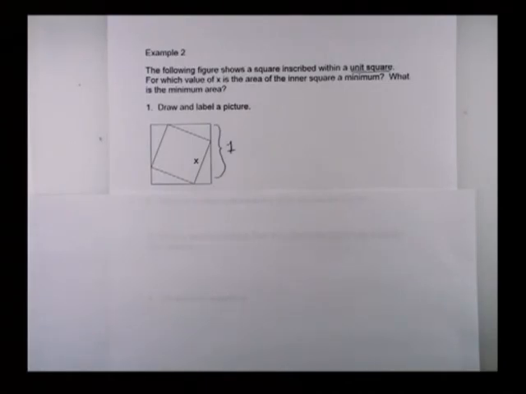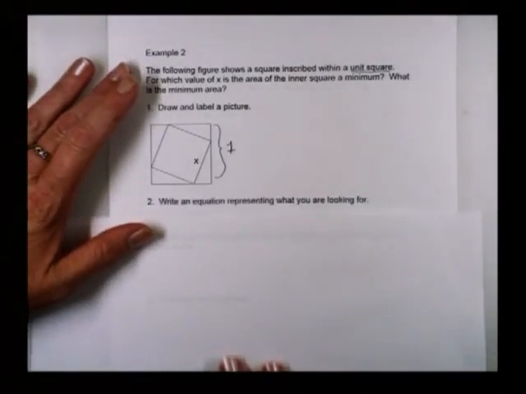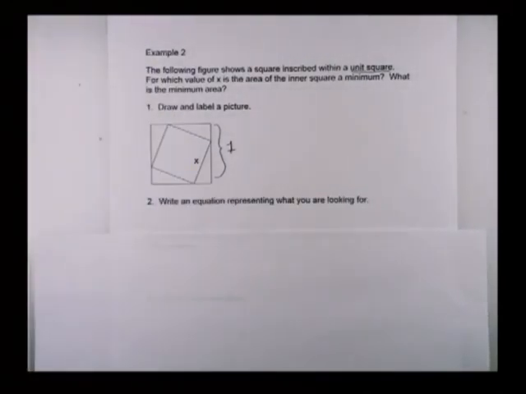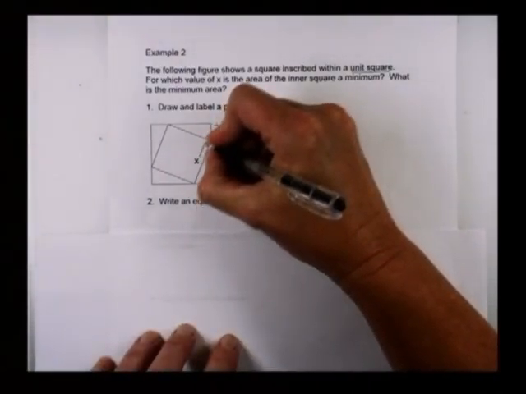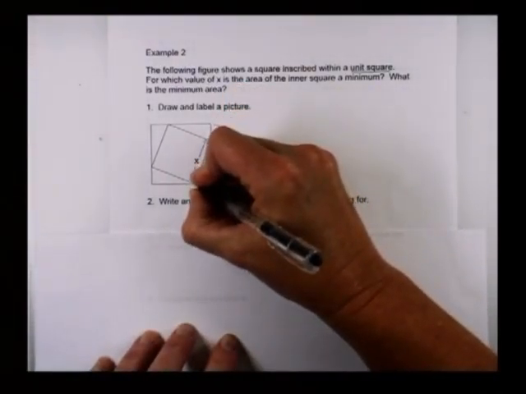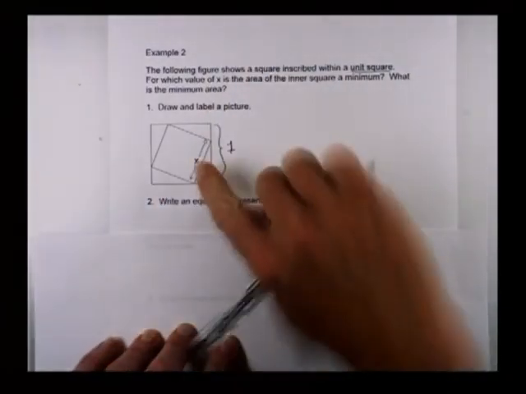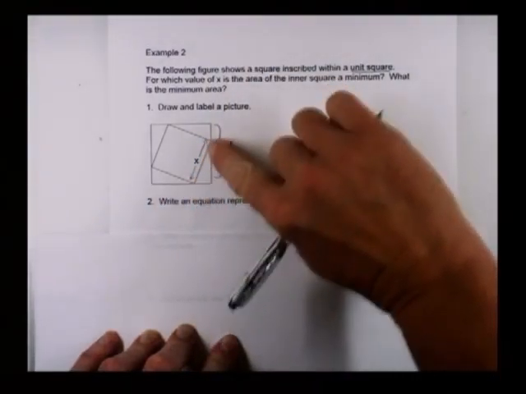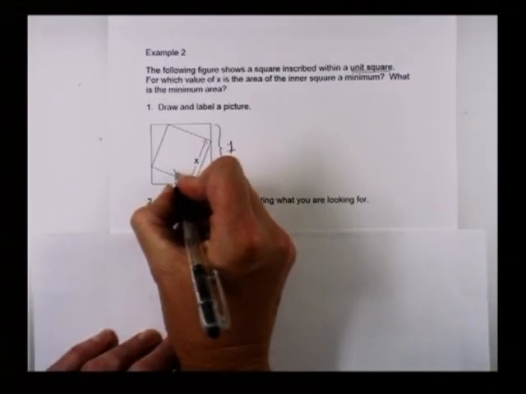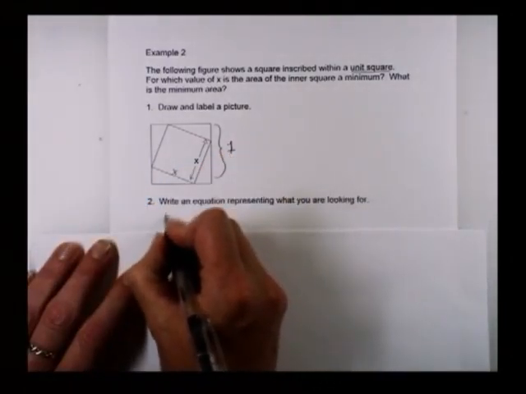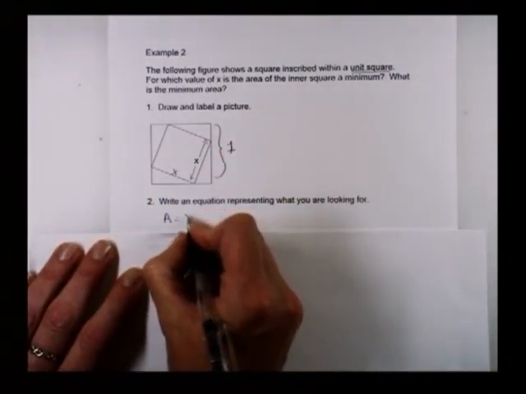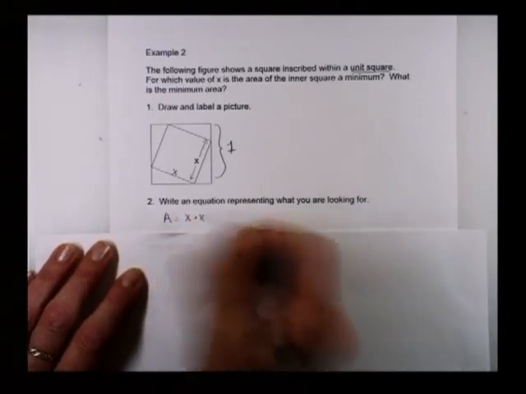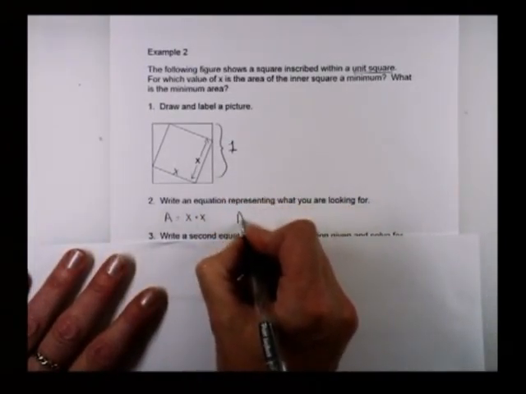All right, so let's start, as we always do, by writing an equation to represent what we're looking for. We want to minimize the area of this inside square. Well, knowing that it's a square, and I know this side is x, this side must also be x, so my area for my square is going to be x times x, or just x squared.